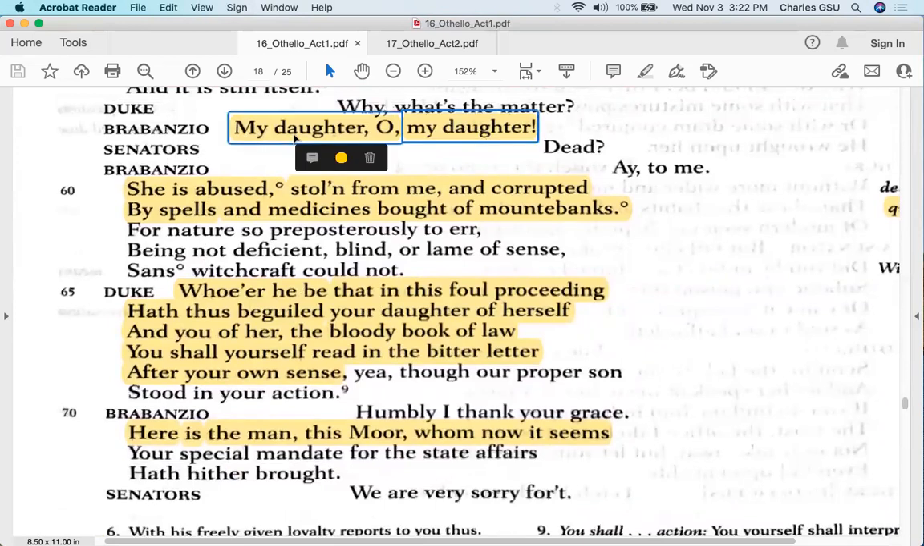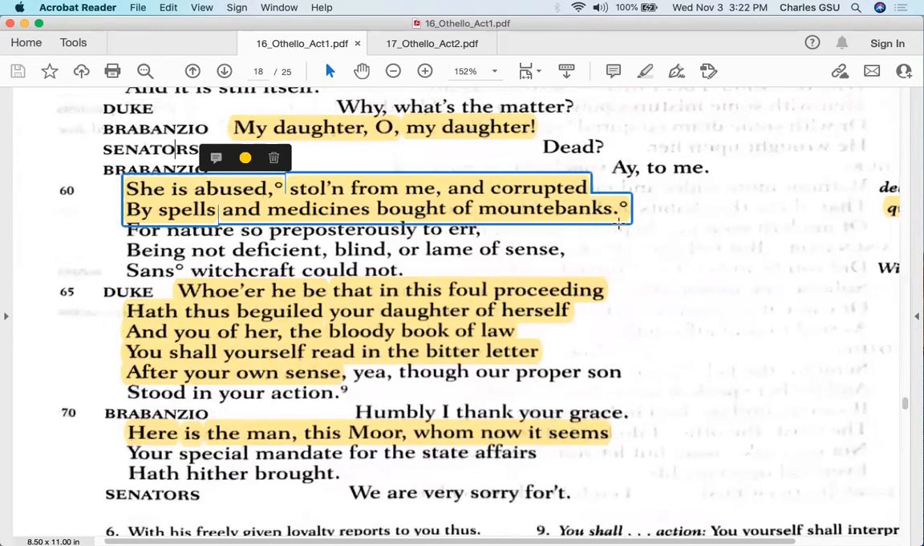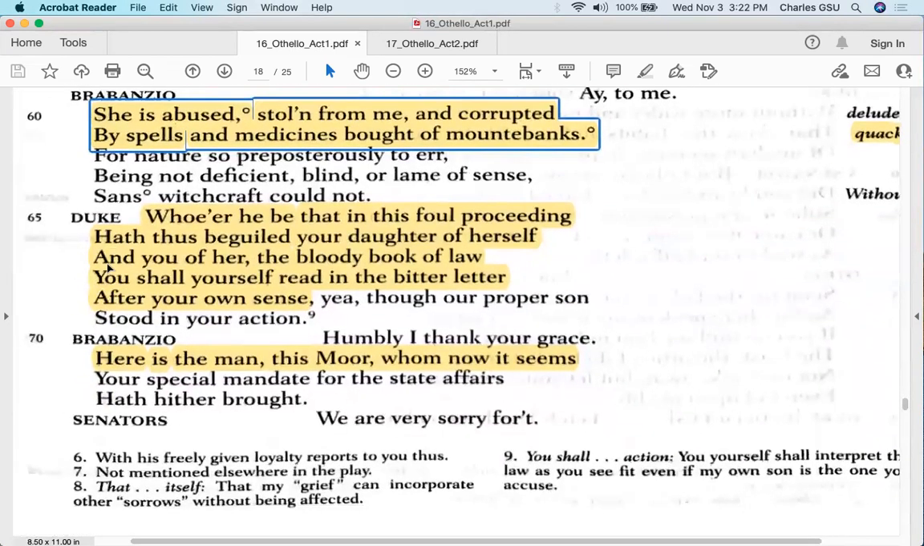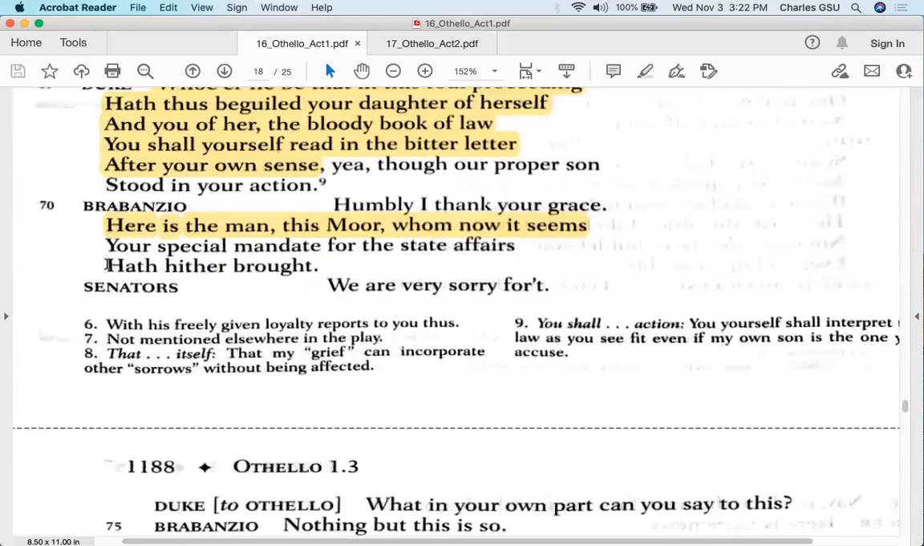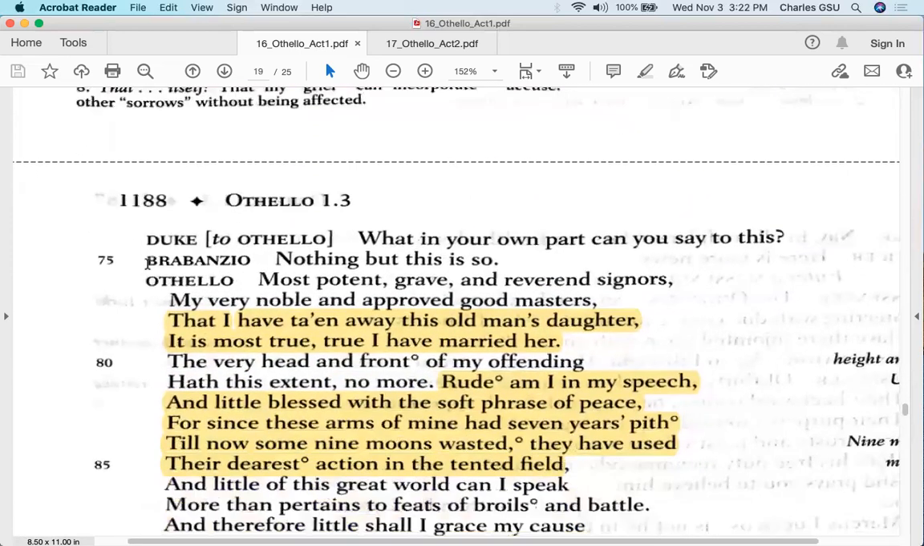But Brabantio here is complaining about the elopement. Obviously, she is abused, stolen from me, and corrupted by spells and medicines of mountebanks or by quacks, right? That he thinks Othello has used on her. So he points to the Moor directly and names him as the kidnapper.